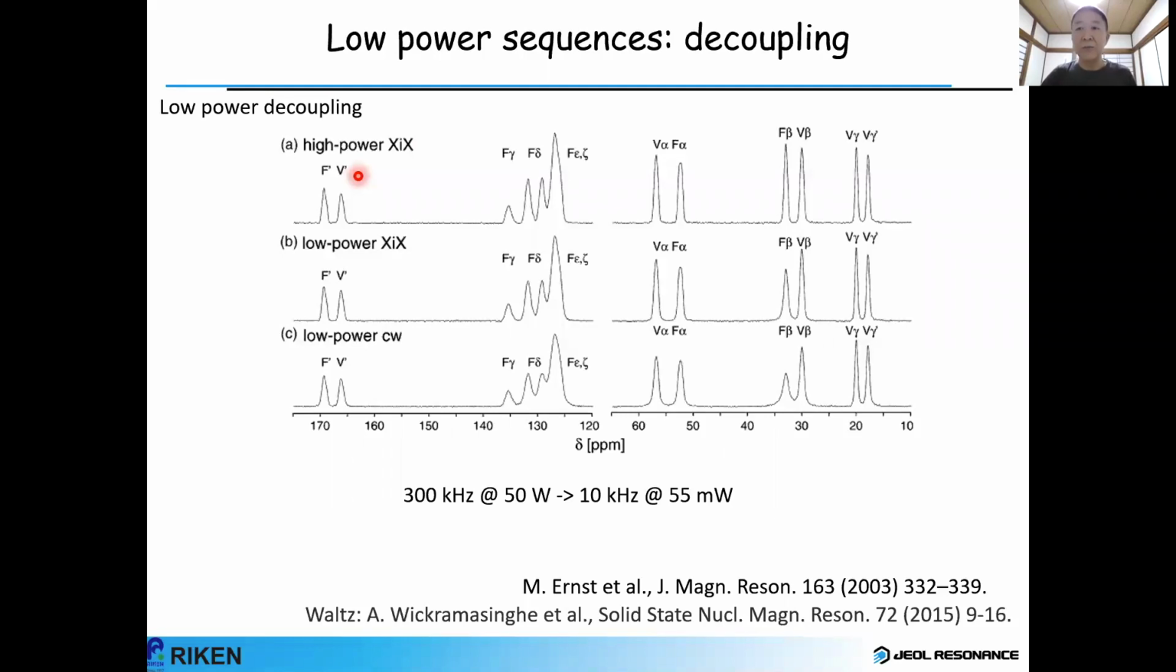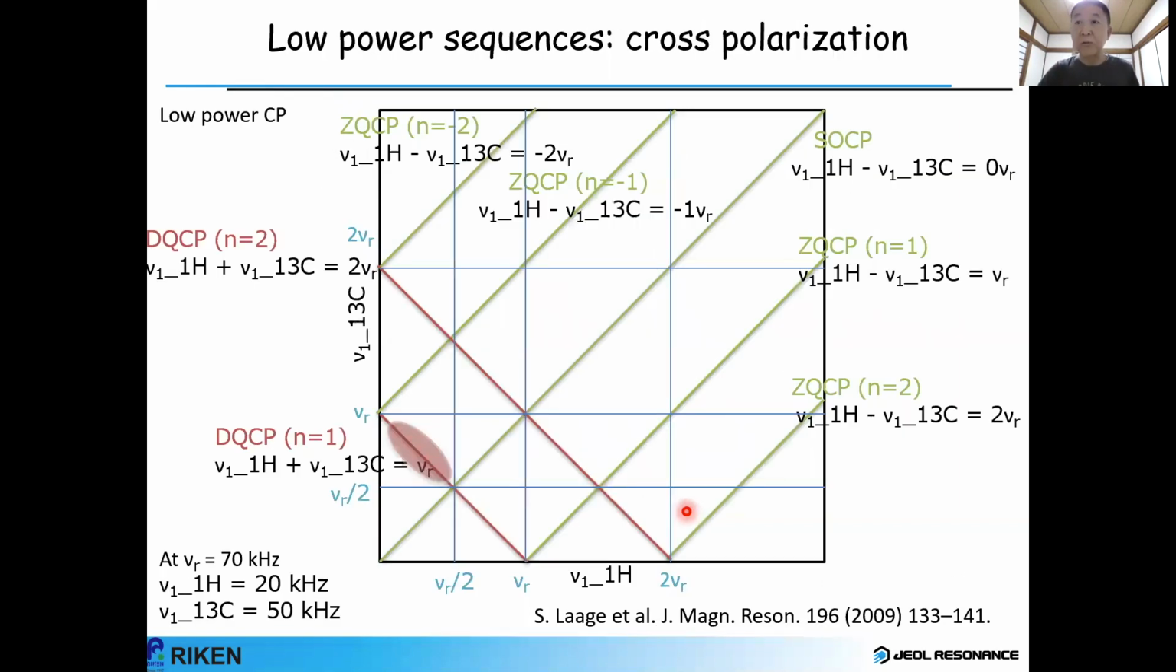Typically we need maybe 5 kHz or 10 kHz of irradiation. If you look at the RF input, you see a significant decrease. For example, if your probe achieves 300 kHz irradiation with 50 watts input, 10 kHz is obtained with only 55 milliwatts. This is almost nothing. Then we can apply decoupling as long as we want, and of course we can avoid sample heating. This is decoupling. Another aspect is cross-polarization.